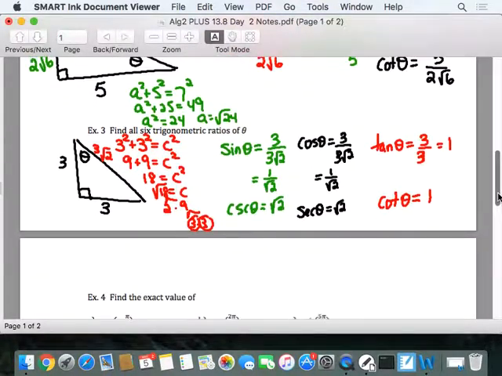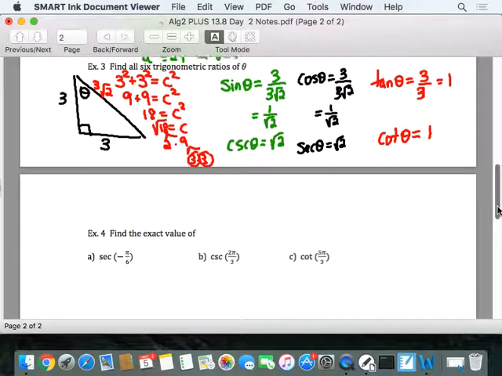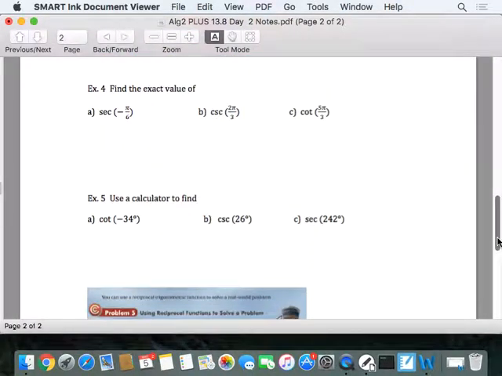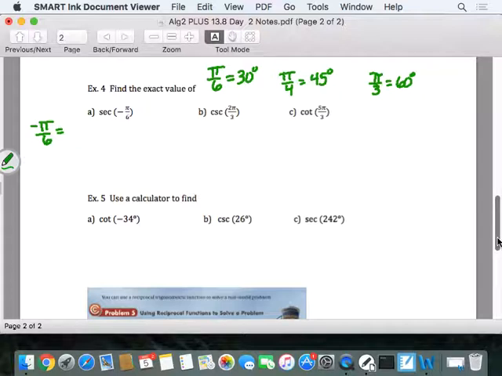Alright, now I'm going to do 2 examples that review what we did last class. Find the exact value of secant negative pi over 6. So here we go. Find out what angle measure is negative pi over 6. You should have memorized pi over 6 is 30 degrees, pi over 4 is 45 degrees, and pi over 3 is 60. You need to memorize those 3.